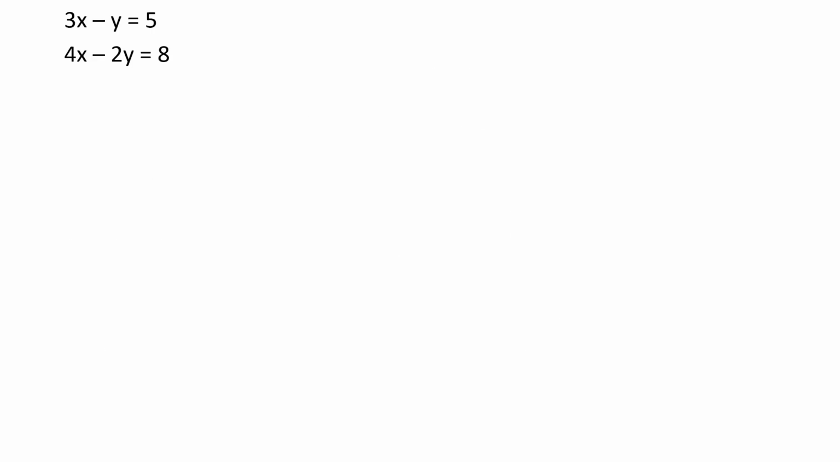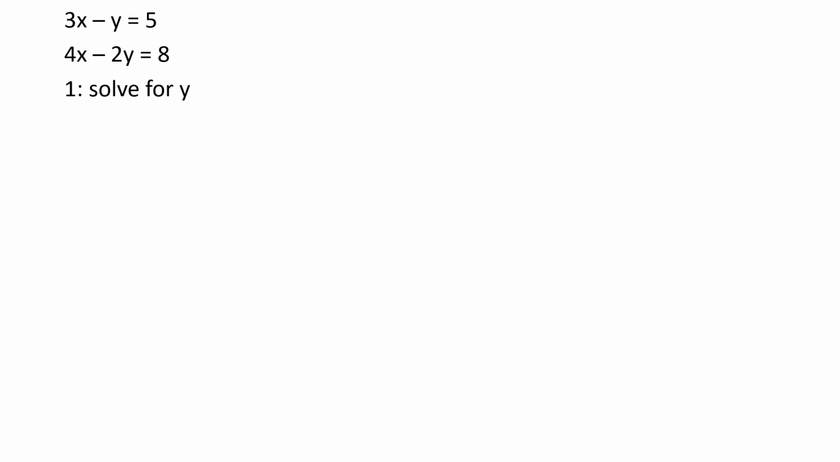All right, let's do one more. So here's our two equations. 3x minus y equals 5. 4x minus 2y equals 8. Step 1, solve both of these for y. Now my problem is going to be this bottom one. Well, first of all, the top one also, because there's a negative. So let's walk through this.